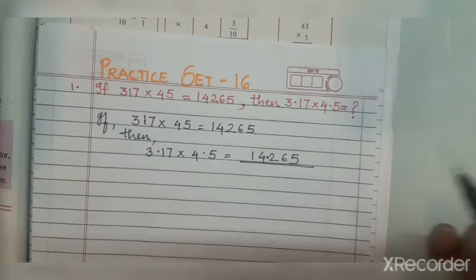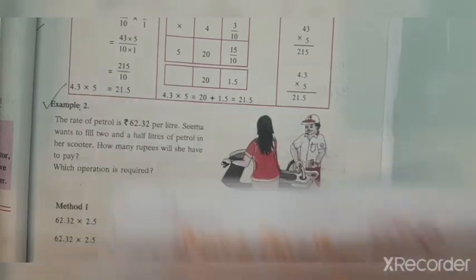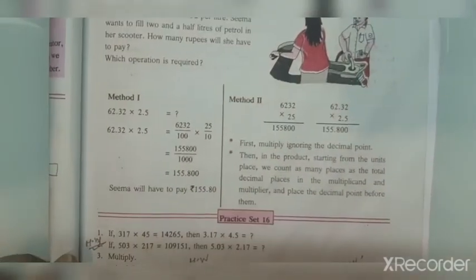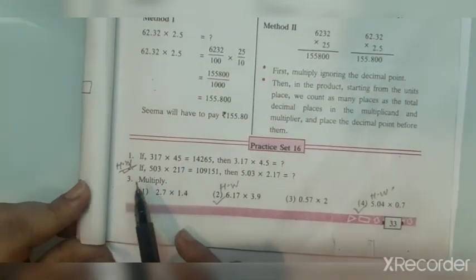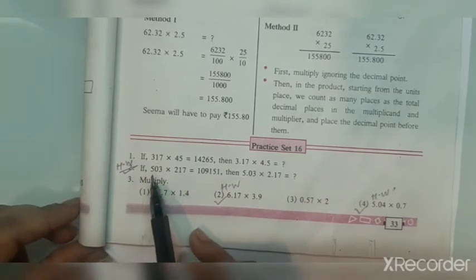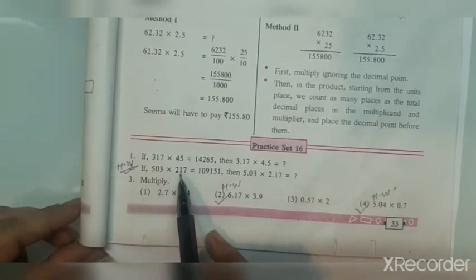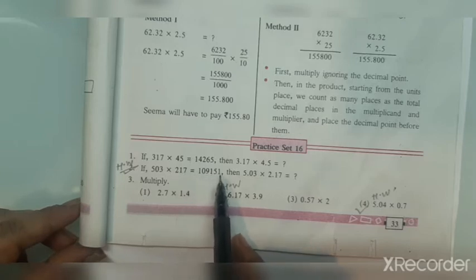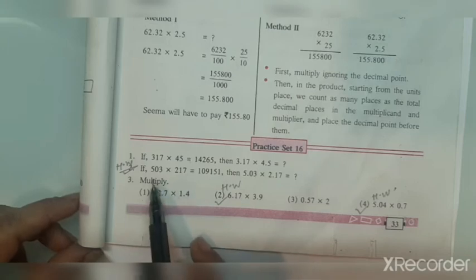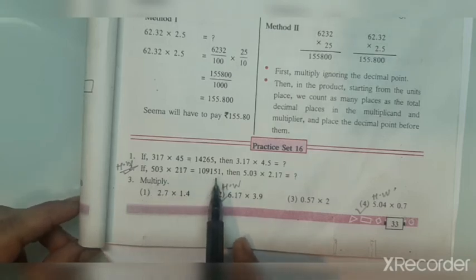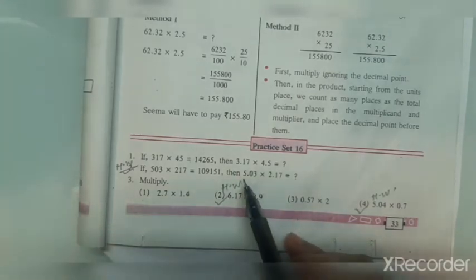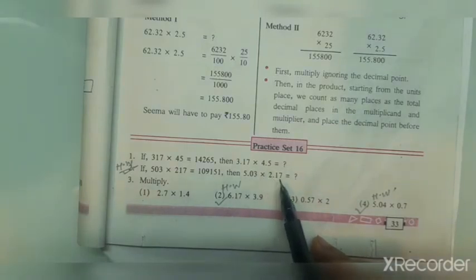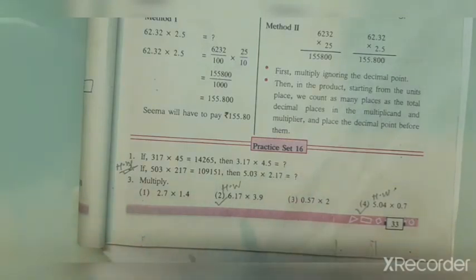Okay, now the second sum is there in the textbook, which I am giving you all for homework, so I will just discuss it with you. If you see the second sum, if 503 multiplied by 217 is equal to 109151, this is given to us, which is solved. And now what is asked to find? 5.03 into 2.17 is how much? Now first we need to check whether both the questions have the same numbers.